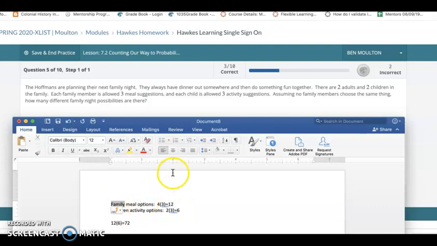Now, in addition to that, I probably shouldn't use the word addition, but oh well. The children, each kid gets 3 activity suggestions. Now, remember, there's 2 children, 3 activity suggestions. So 2 times 3 is 6. And then after we get this 12 and the 6, you just multiply them together, and there you go. 72 would be your answer for this problem.